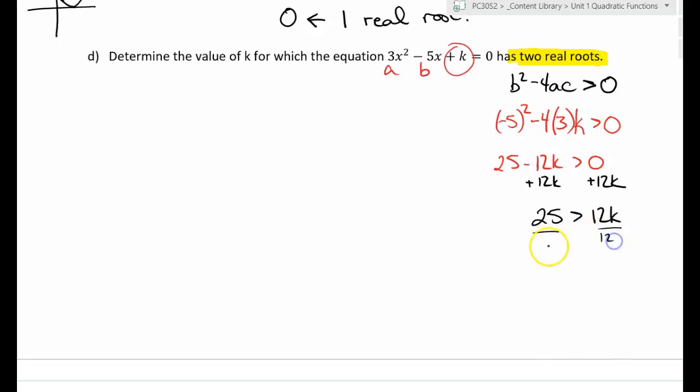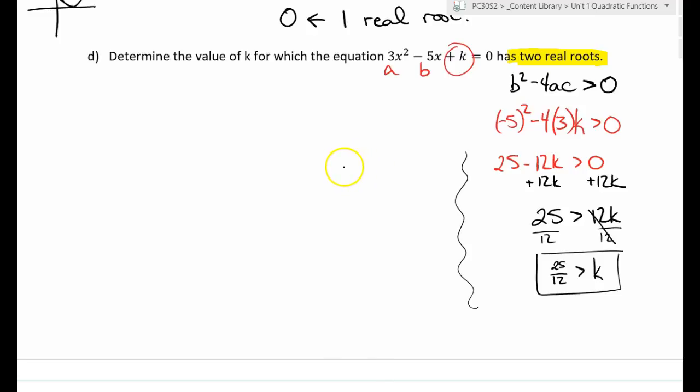Divide by 12. And we get k is less than 25 twelfths, or 2 and 1/12, whatever way you want to think about it. I'm just going to leave it as an improper fraction. Okay, so that includes all possible values of k. Now, if I had done it where I moved the 25 instead, I would have ended up with a statement, negative 12k is greater than negative 25.